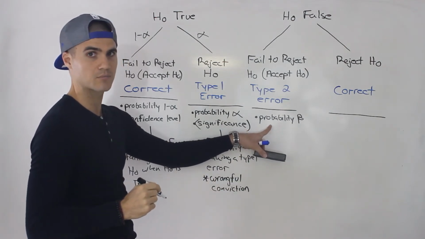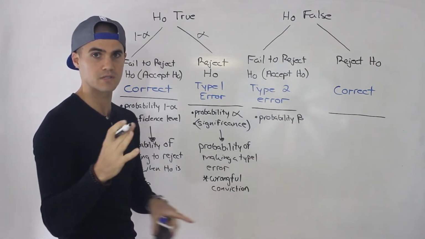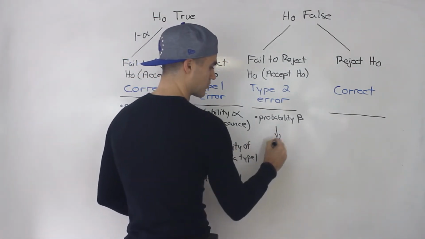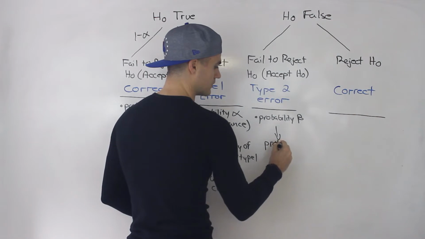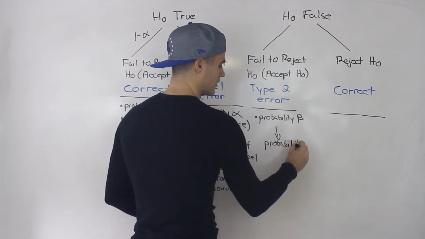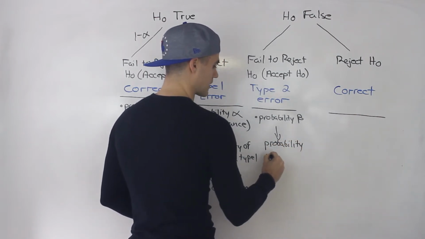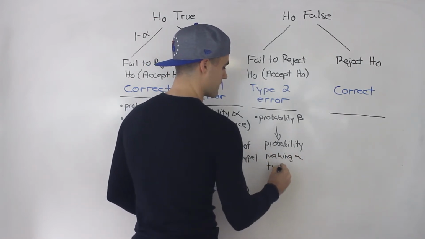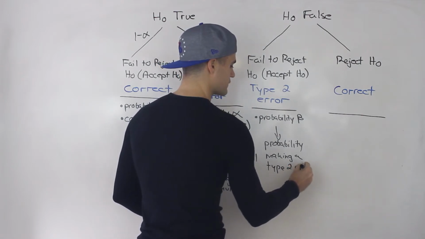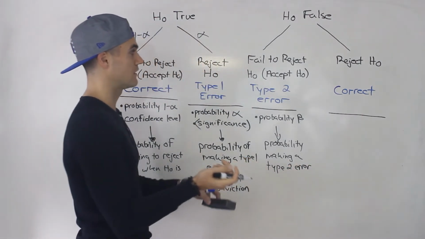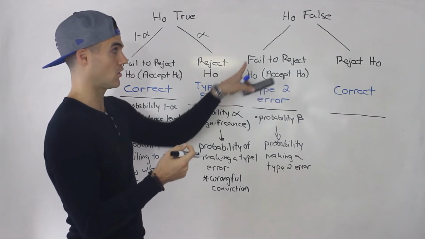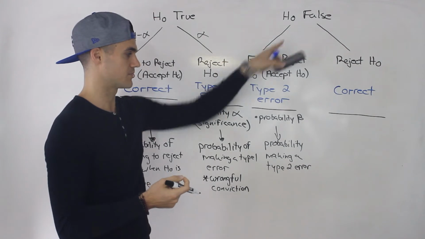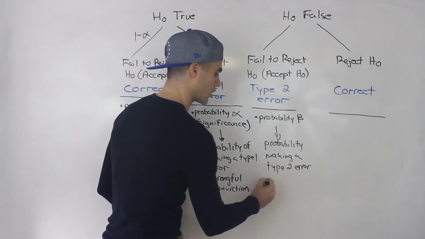This doesn't really have a name. It's just represented by beta. Sometimes you'll see it called beta risk. And it's basically the probability of making a type 2 error. Or more specifically, the probability of failing to reject the null when the null is false. So we're accepting the null, but it's really false, right? So this was like a wrongful acquittal.